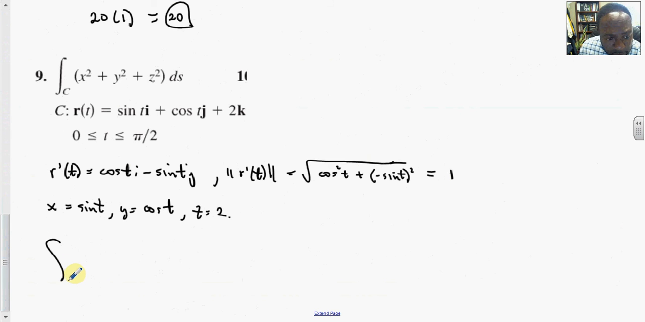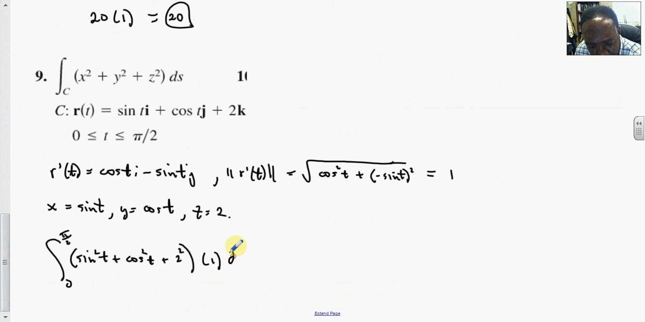So that's the case. We have the integral here from 0 to pi over 2 of the function. The function here is x squared plus y squared plus z squared. So x squared would be sine squared t plus y squared, that's cosine squared t, then plus z squared, that's 2 squared. And then it's times this norm of r prime, which is 1, dt.